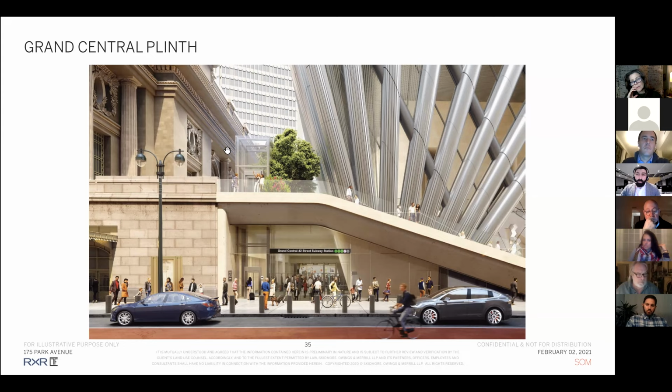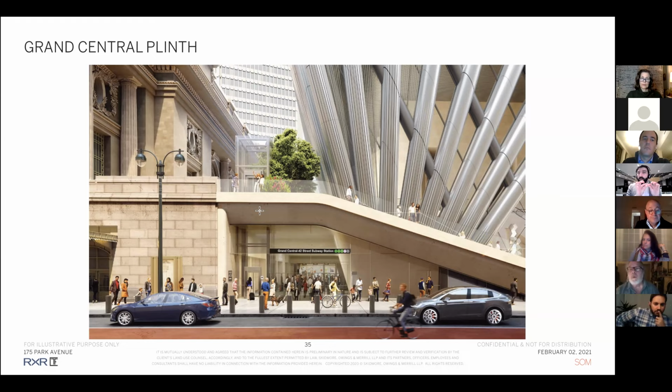Here you're seeing the intersection of our plinth with the Grand Central plinth. We've also paid a lot of attention to the detailing of how those two things come together in a way that doesn't confuse the old and the new, but that extends the primary shadow line of that plinth.